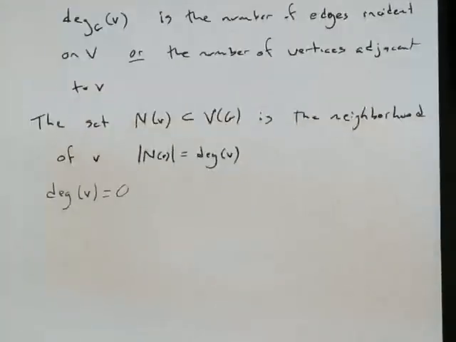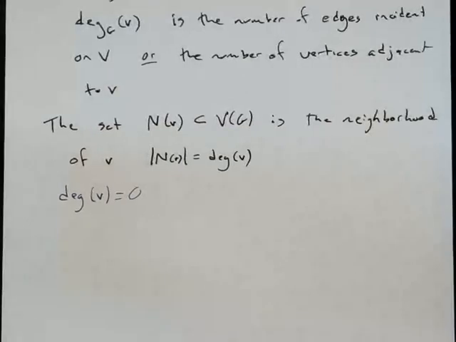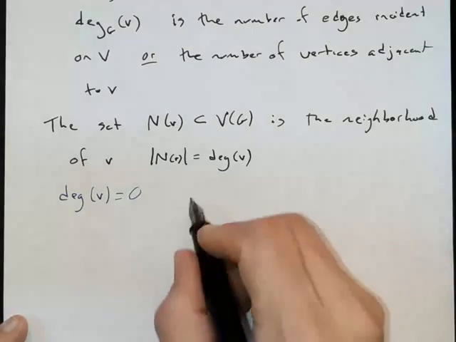What does it mean for the degree of a vertex to be 0? No edges. I'm all alone. Such a vertex is called an isolated vertex.